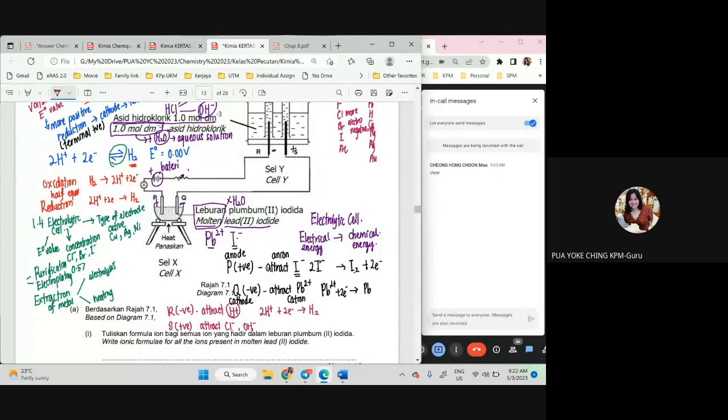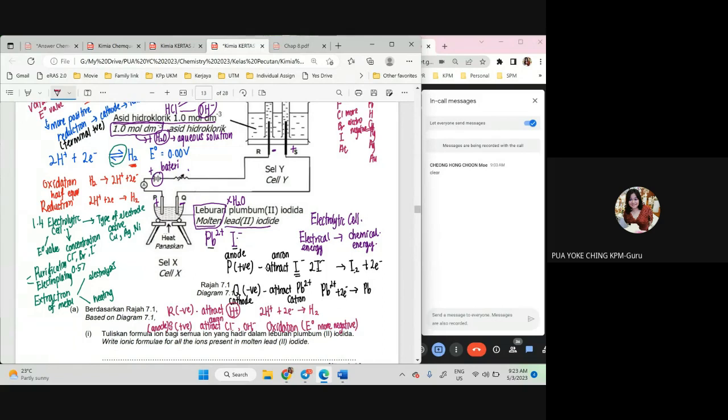Kalau tak ada apa-apa faktor special, then you pilih E0 yang patut. E0 yang patut maksudnya S positive attract negative ion. Negative ion is anode. So, this is anode. Negative ion adalah anion, sorry. So, S adalah anode. Anode mesti oxidation. So, kalau dia oxidation, dia mesti pilih E0 yang more negative.